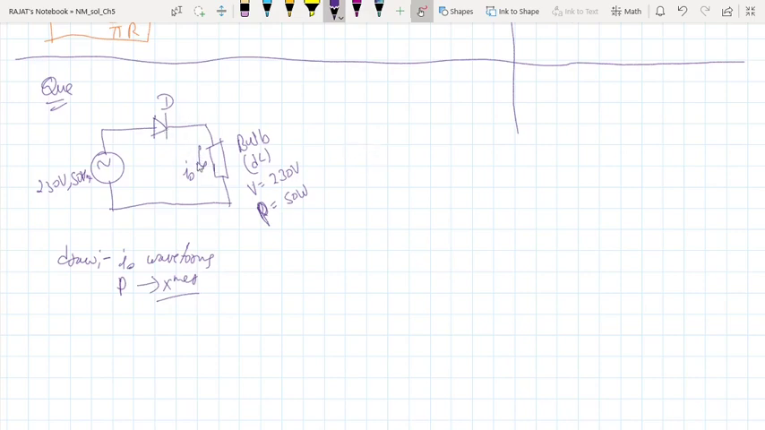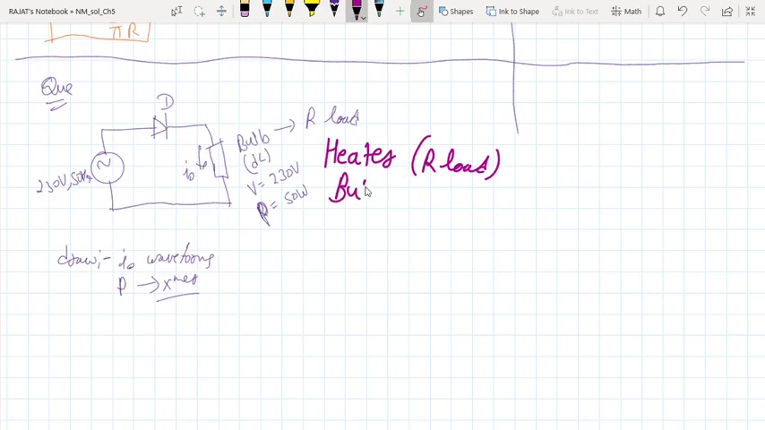Obviously, because the bulb is a resistive load. Similarly, a heater is also an R load, and a bulb is also an R load. Okay, remember, this is a very important point for solving this problem.